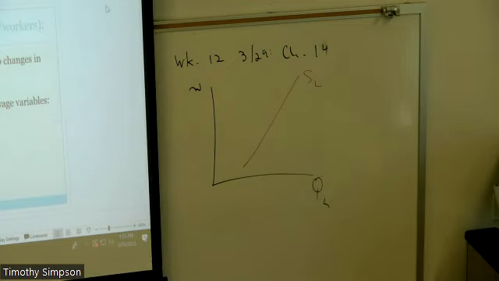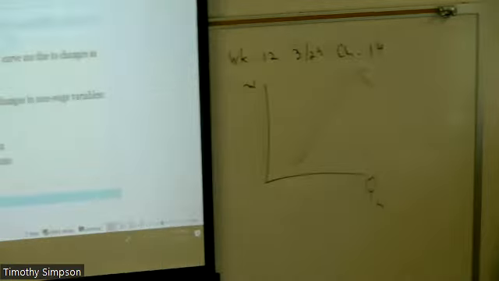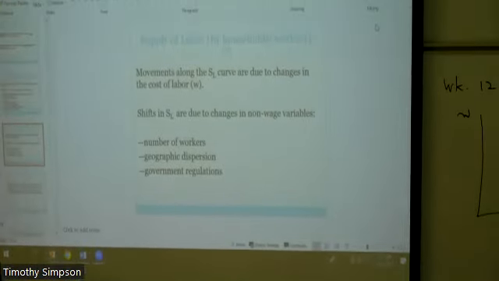Okay, upward sloping. And why? Because people will supply more of their labor when the wage goes up, less of their labor when the wage goes down.